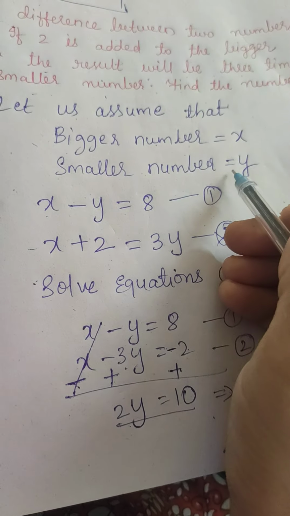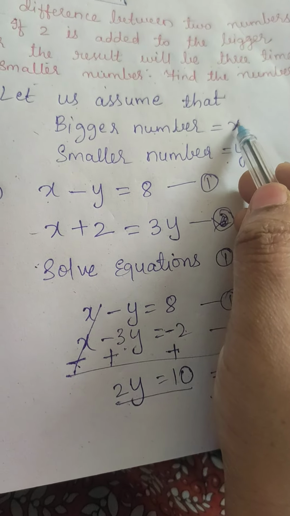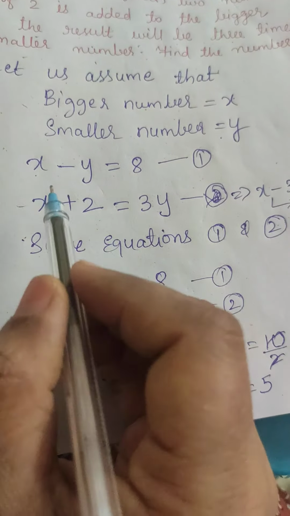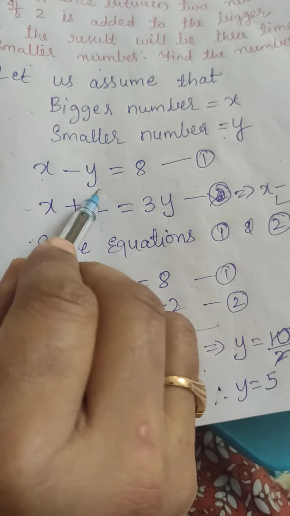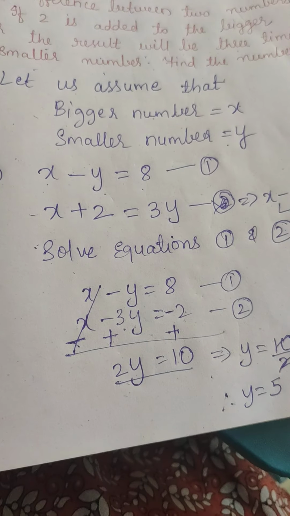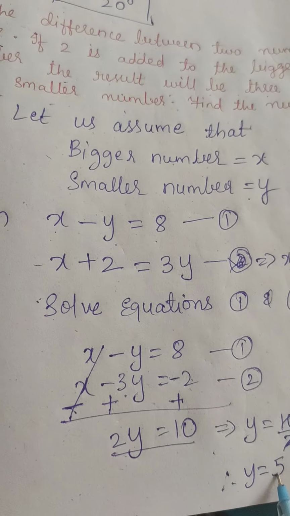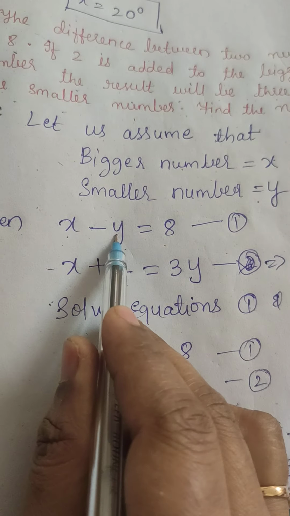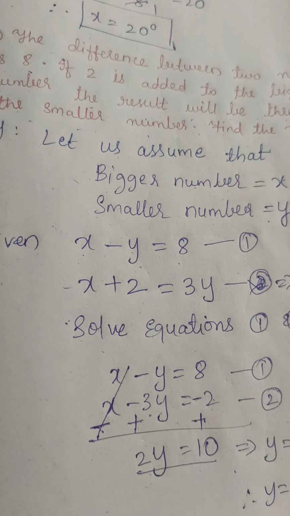We got the smaller number. Now we should find the bigger number. Here we know that bigger number minus smaller number is equal to 8. Now we will put the value of y in equation 1. Put y is equal to 5 in equation 1. Even you can keep it in equation 2 also.